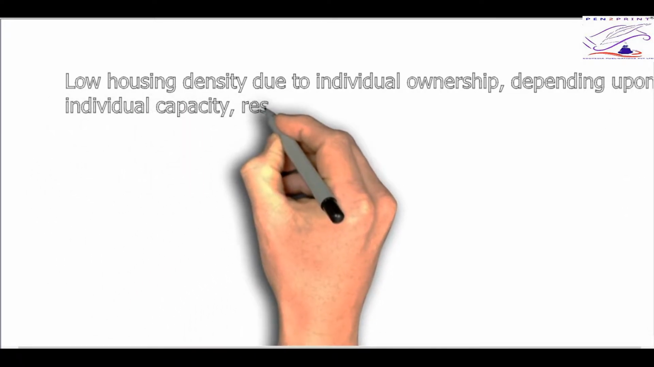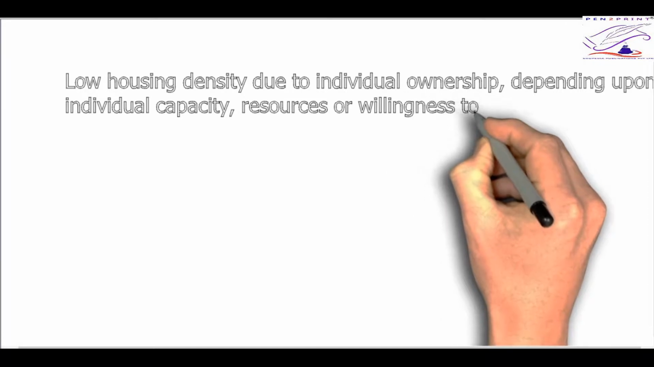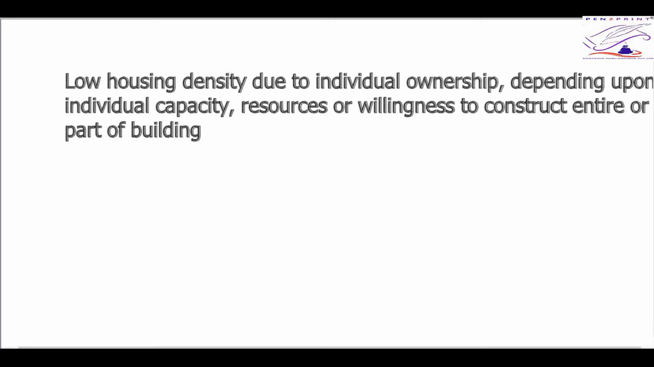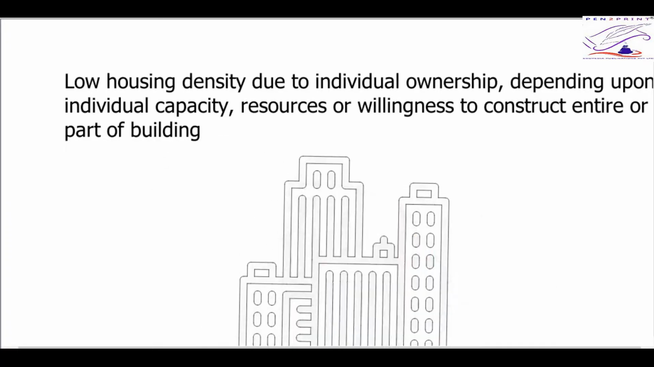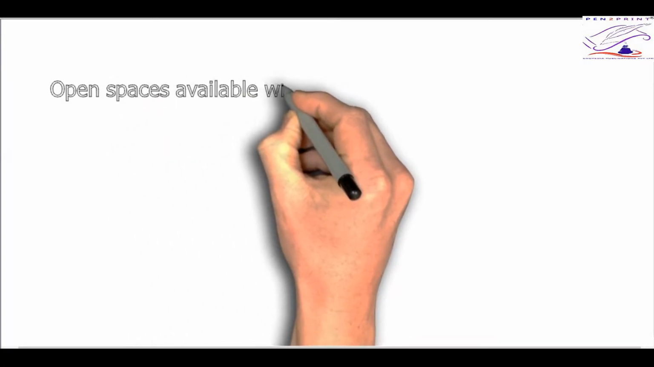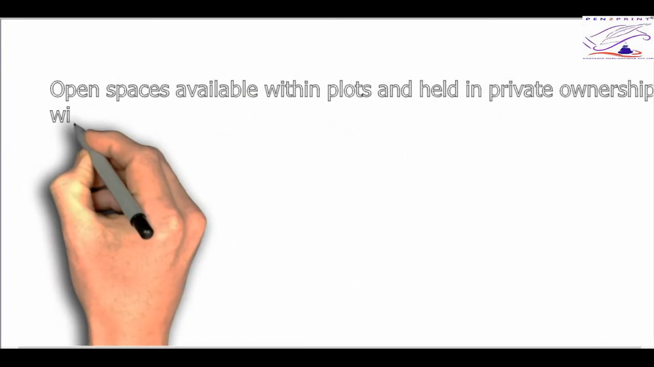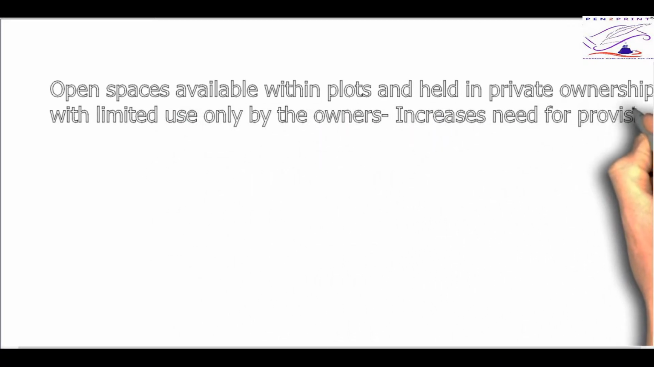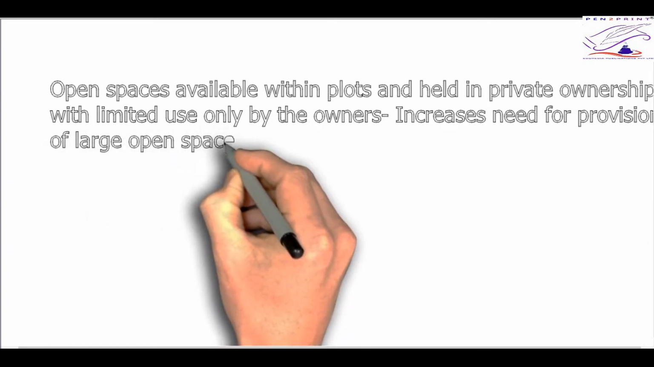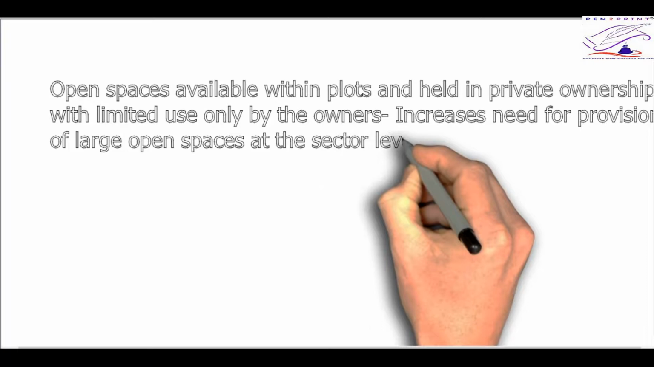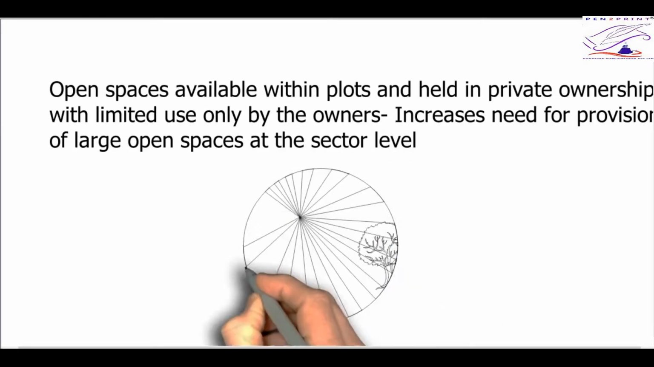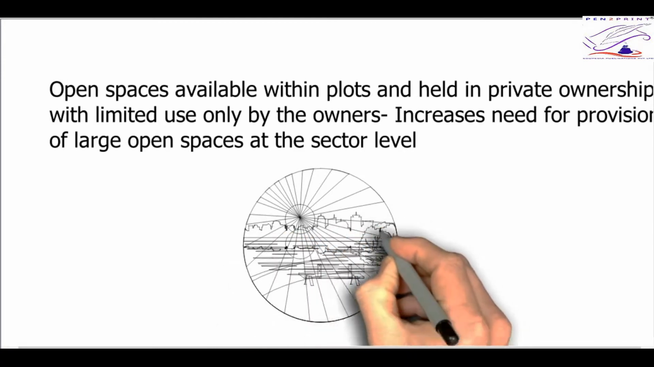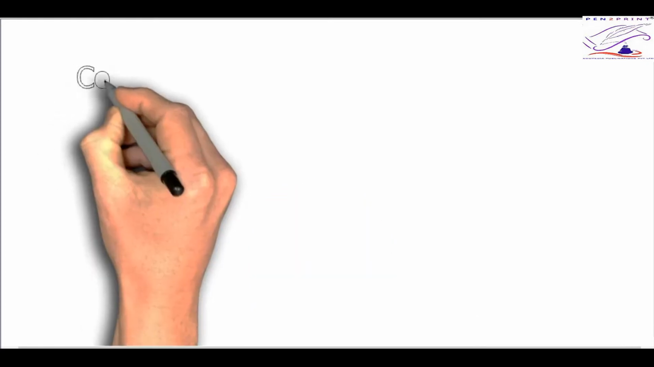There will be low housing density due to individual ownership, depending upon the individual capacity, resource, or willingness to construct the entire or part of the building. Usually, this will be a low density area. Open spaces available within the plot and held in private ownership will be of limited use to the owners, increasing the need for provision of larger open space at a neighborhood or at a sector level planning. So you will find that there is less open space, which will mostly be semi-private open space.